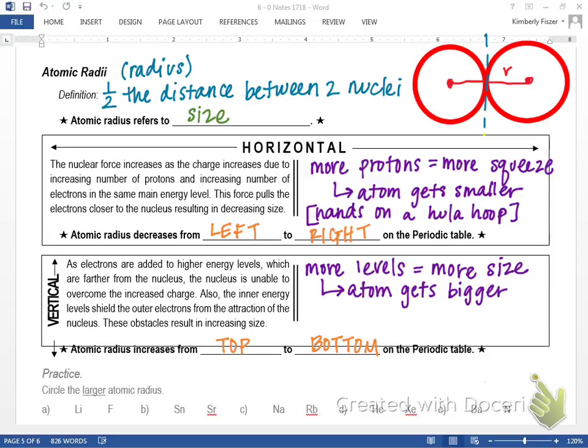Lithium's like, yeah, I got a hula hoop. Fluorine is like, I love my hula hoop. It's my favorite. I'm going to love it and squeeze it and hug it and cherish it and marry it and love it. So who's going to win, lithium or fluorine? Lithium. All right. We're going to try the rest on your own.